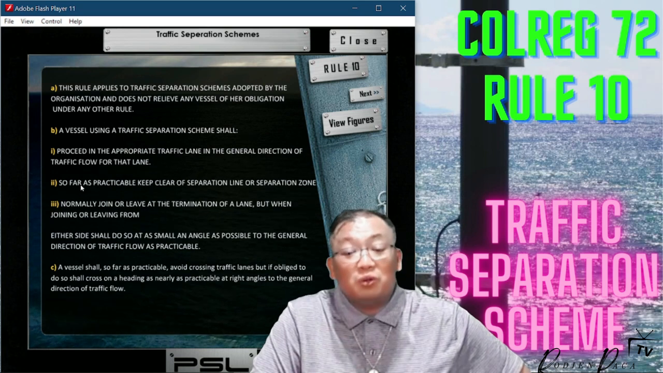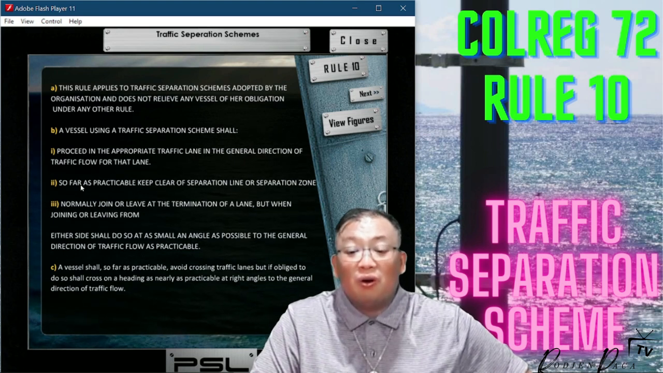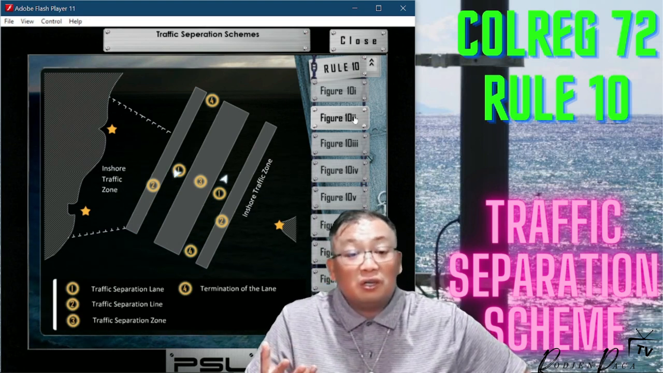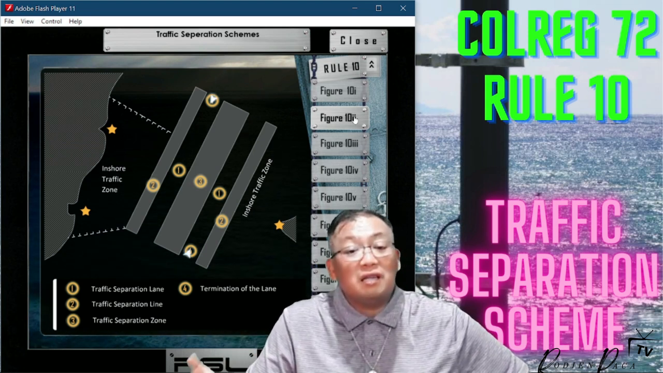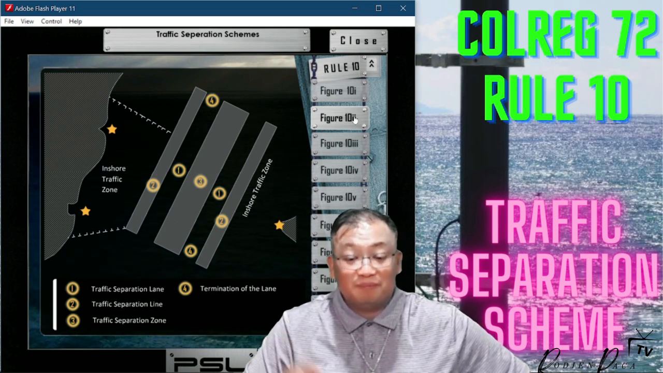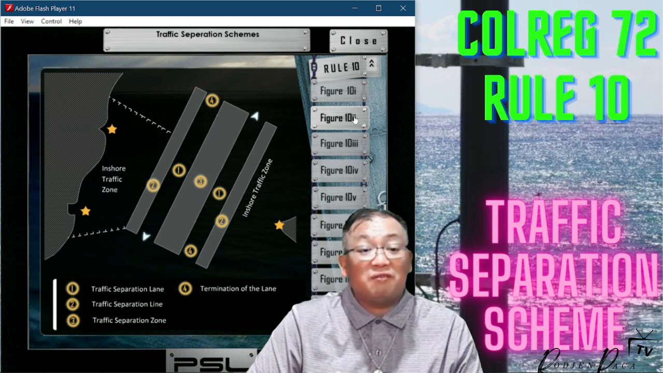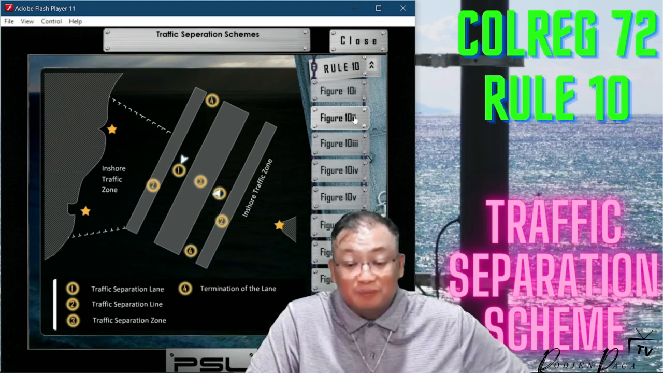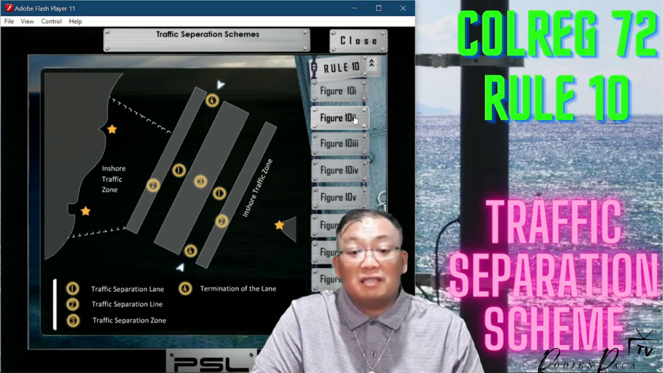Bravo 2 says, so far as practicable, keep clear of the separation line or separation zone. Let's discuss this properly. Number one is a traffic separation lane. Number two is a traffic separation line. What is the difference between lane and line? The lane you can pass, the line you cannot. It's a separation. The zone is the middle one, the whole of number three.